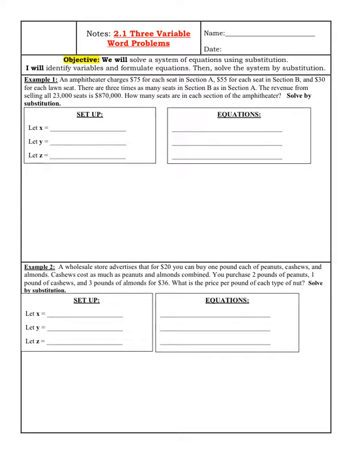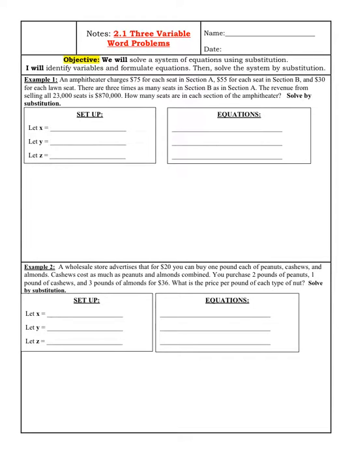An amphitheater charges $75 for each seat in section A, $55 for each seat in section B, and $30 for each lawn seat. There are 3 times as many seats in section B as in section A. The revenue from selling all 23,000 seats is $870,000. How many seats are in each section of the amphitheater? Solve by substitution. We're going to solve all these by substitution, by the way. So I would recommend writing small.